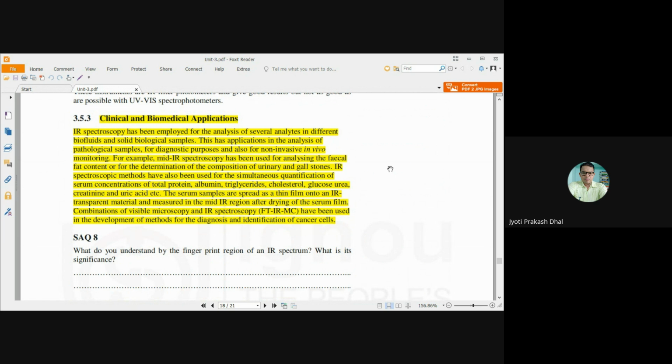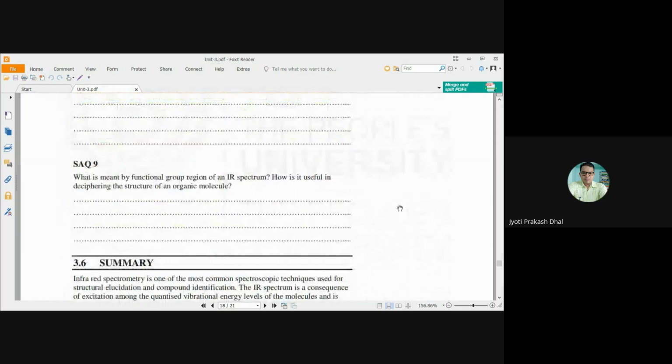IR spectroscopy has been employed for the analysis of several analytes in the different biofluids and some biological samples. These are the applications in the analysis of pathological samples for diagnosis purpose and for the non-invasive in vivo monitoring. For example, particularly the mid IR spectroscopy has been used for analyzing fecal fat contents and for the determination of composition of urinary and gallstones. And similarly, these are the other biological and clinical applications.